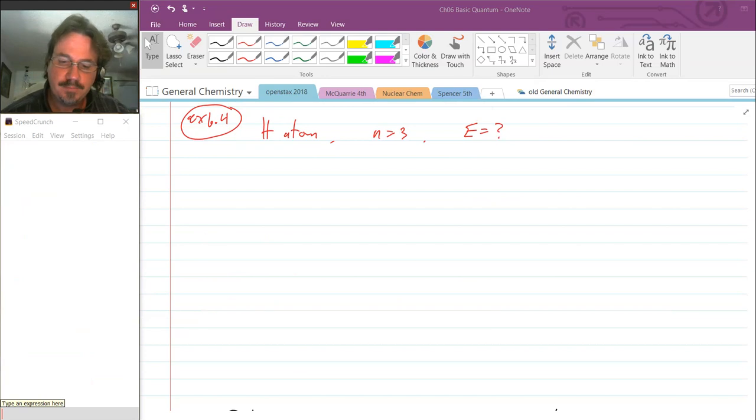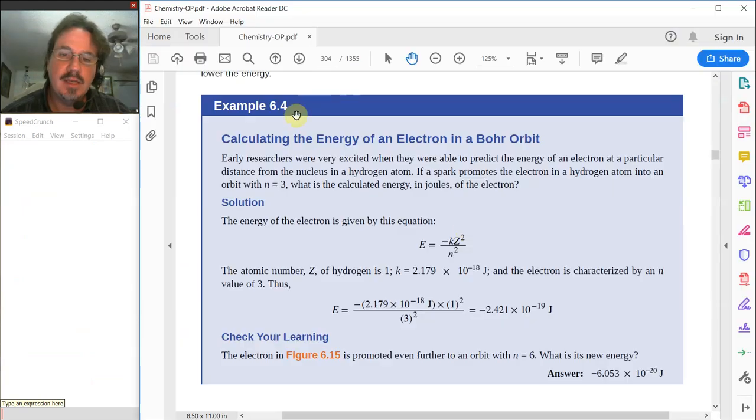Example 6.4. It says researchers were very excited to be able to predict the energy levels of the hydrogen atom. If a spark promotes an electron in a hydrogen atom up to n equals 3, so it was starting at either 2 or down at 1, not sure, but you sent some electricity through it and made it up to 3. Let's calculate the energy of that electron.